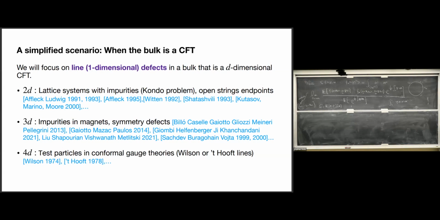Now, such a setup is relevant for various physical setups. There are many examples. For example, in 2D, we have lattice systems with impurities, Kondo models. In 3D, we have symmetry defects, monodromy defects, and impurities in magnets. And in 4D, we have Wilson or 't Hooft lines in conformal gauge theories. So there are many examples.